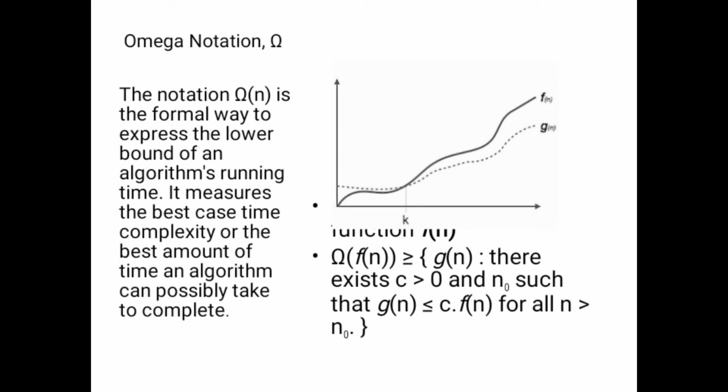Let f of n be the time complexity of an algorithm. The function f of n is said to be big omega of g of n, which is denoted by the equation as shown here: f of n belongs to big omega of g of n, which is read as f of n is equal to or belongs to big omega of g of n, such that there exist a positive constant c and non-negative integer n naught satisfying the constraint f of n greater than or equal to c into g of n for all n greater than or equal to n naught.